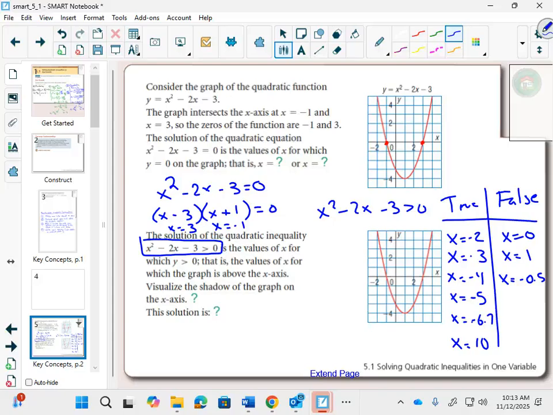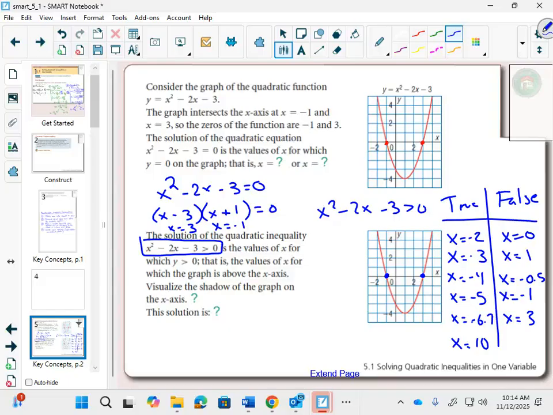So would minus 1 and 3 make this true? No. Minus 1 and positive 3 wouldn't work. But they're the places, and we can see it on the graph here, where your graph is equal to 0. Notice all of these negative numbers that we put in? Your graph's y values are positive.